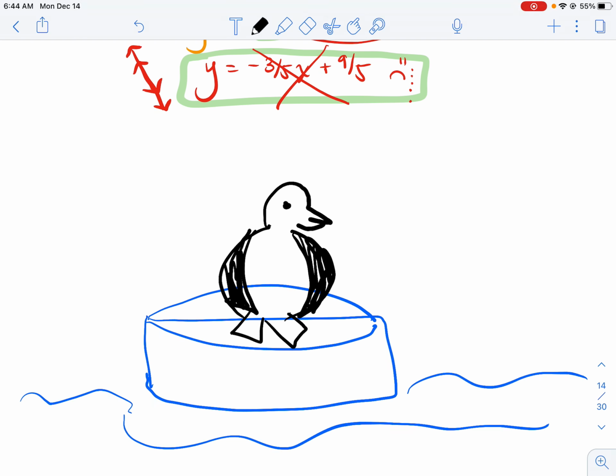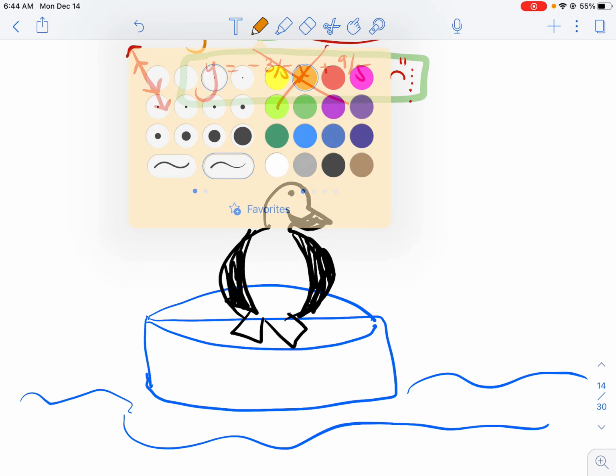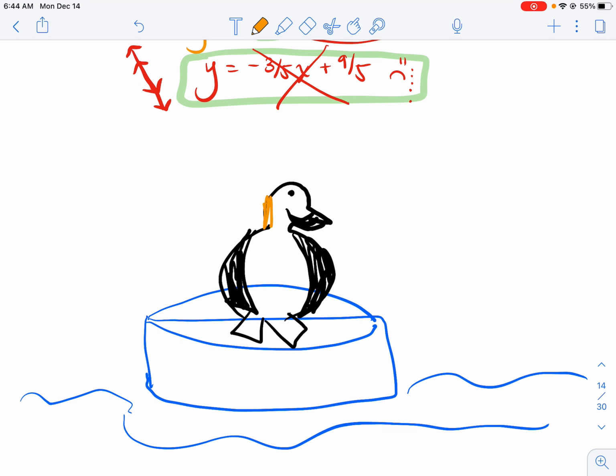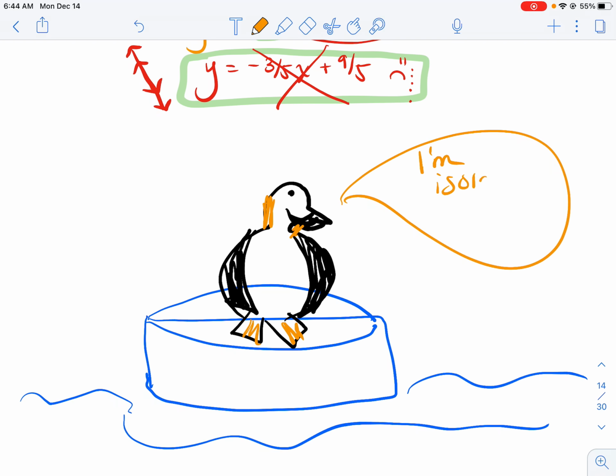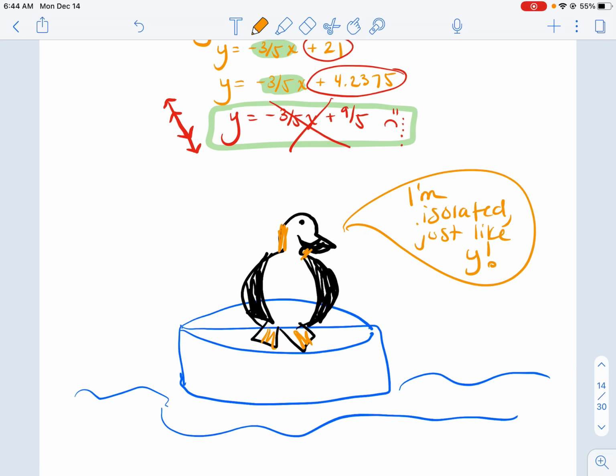All right, that's a little bit better. Still not great, but let me move his eye. He's a smiling penguin, so I'm trying to make him smiley. And then sometimes they have, I've noticed, a little orange right here. I think those are special kinds of penguins. That's actually one of my better drawings this year, as my class could probably attest to. I'm isolated, just like Y, right? So he's all by himself, just like Y should be.